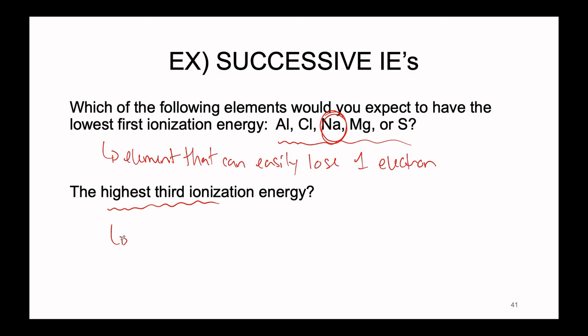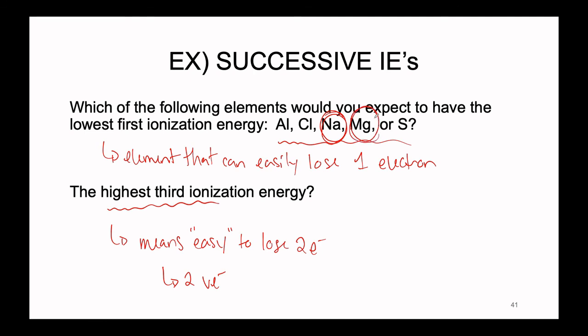Which of the elements in our list is going to have the highest third ionization energy? Well, another way to think about this, if the third ionization energy is the highest, what this means is that it was easy, and again, I'm putting this in quotes because we do have to put some energy in, it means it's easy to lose 2 electrons. So in order for an element to easily lose 2 electrons, it's going to have 2 valence electrons. The element on the list with 2 valence electrons is magnesium.